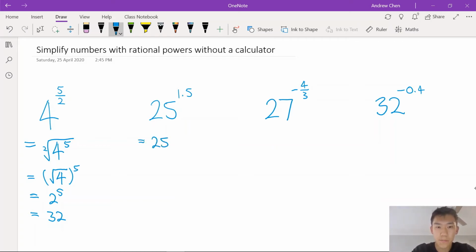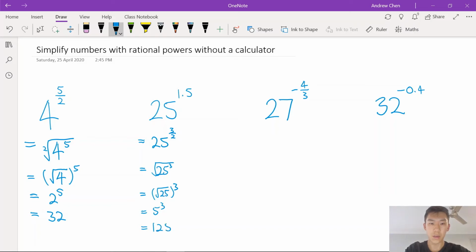When you get a decimal, you've got to think about whether or not you can actually apply this. But 1.5 we know we can turn into a fraction, so that means 1.5 is rational and this method works. Let's rewrite this again. This time I'm not going to write the little 2 because you know what that means now. This is the same as saying the square root of 25 to the power of 3, which gives you 5 cubed, which gives you 125.